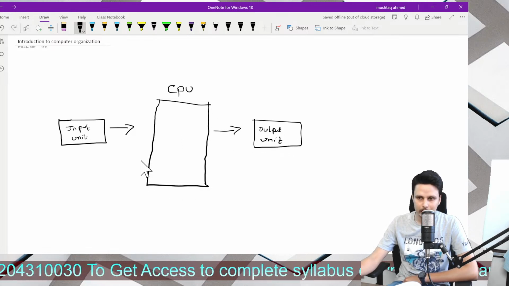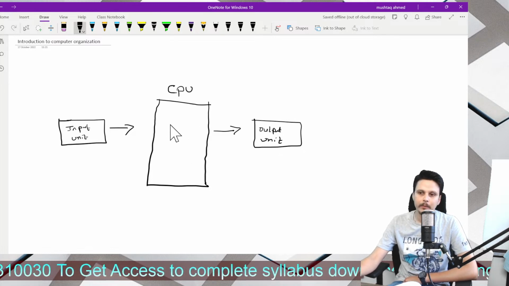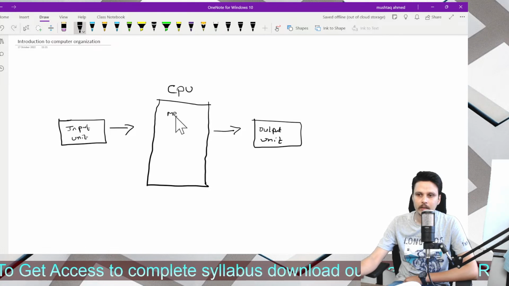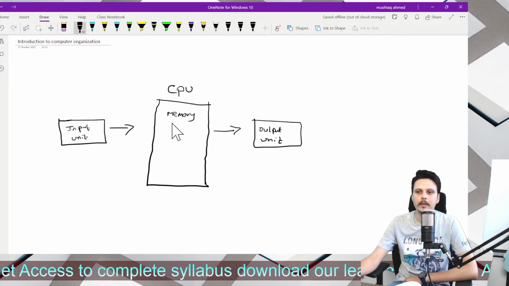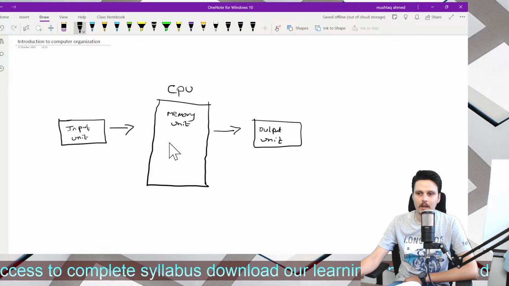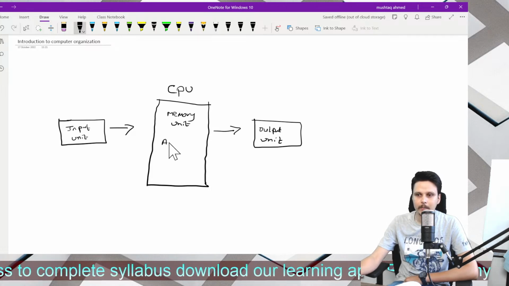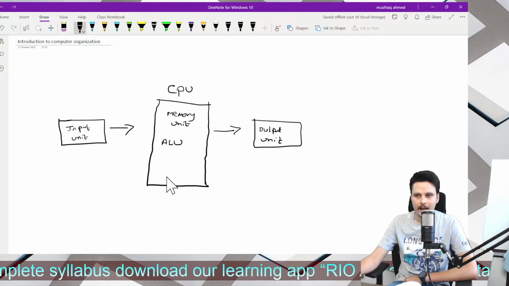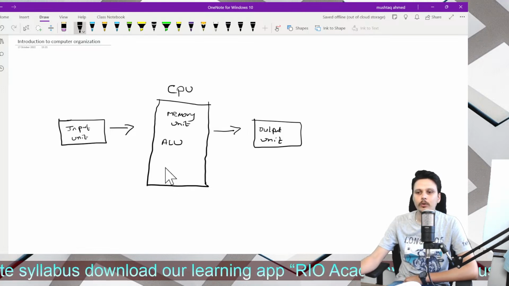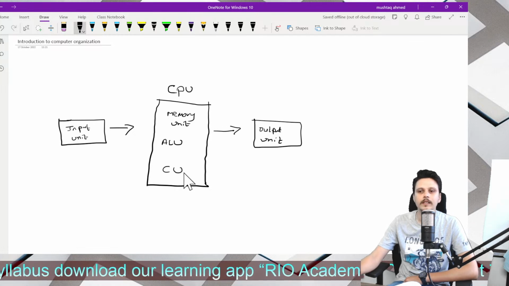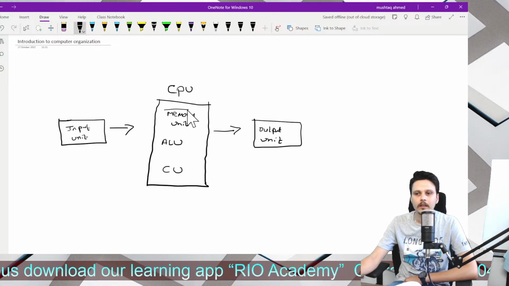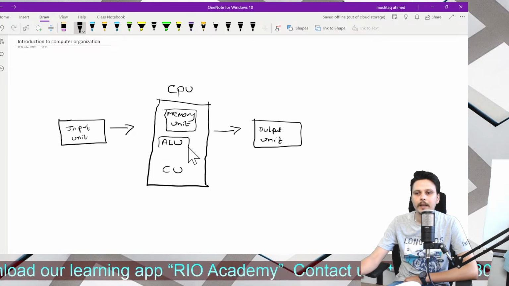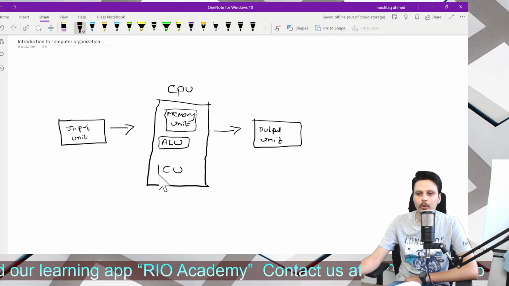So inside the CPU, there are three major units, that is the memory unit, another one is the arithmetic and logic unit, we call it ALU, and the third one is the control unit, CU. Memory unit, arithmetic and logical unit, and control unit.